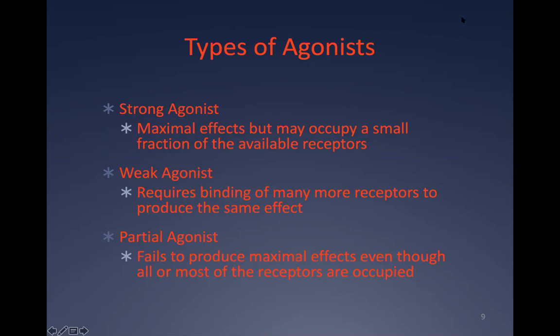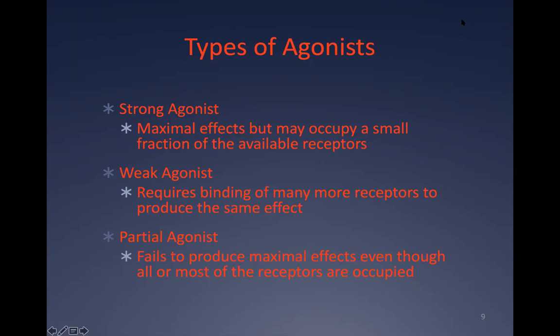We don't get a maximal effect. So basically, a strong agonist just takes a few receptors. A weak agonist requires a lot more receptors. A partial agonist is one where even if every receptor that's available in the tissue is occupied, we still don't get the same degree of maximal effect. We don't get the same maximal effect as we do with either a strong or weak agonist.